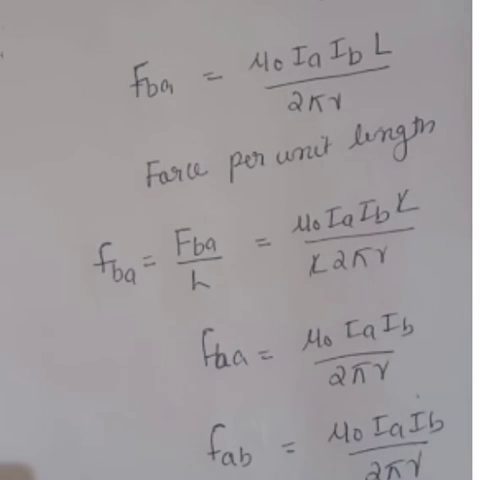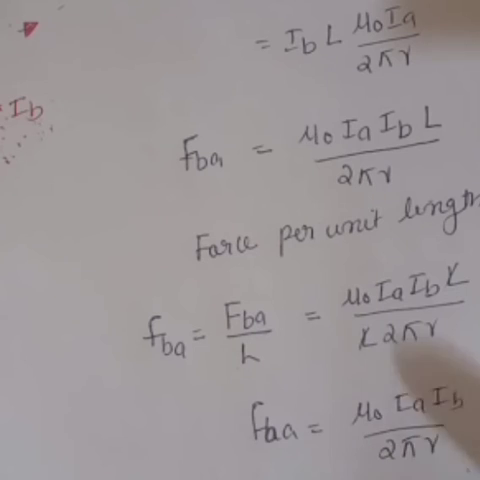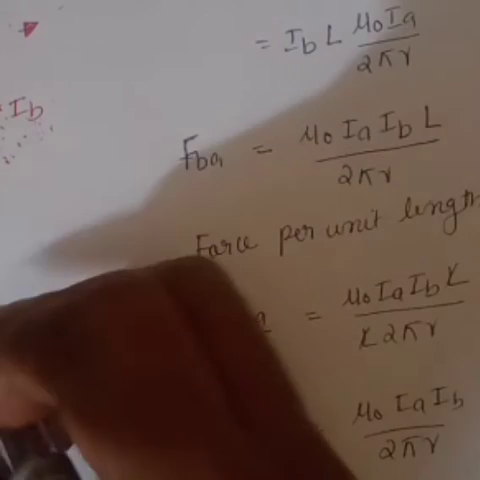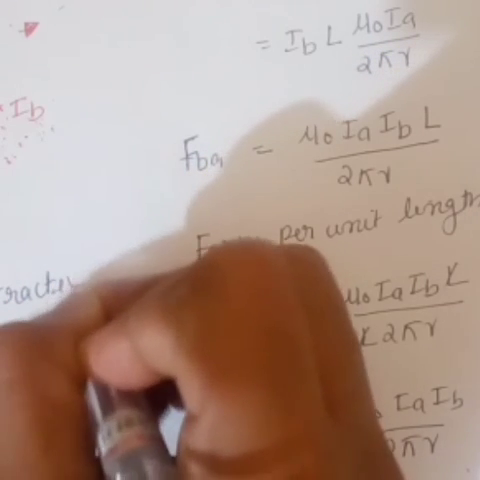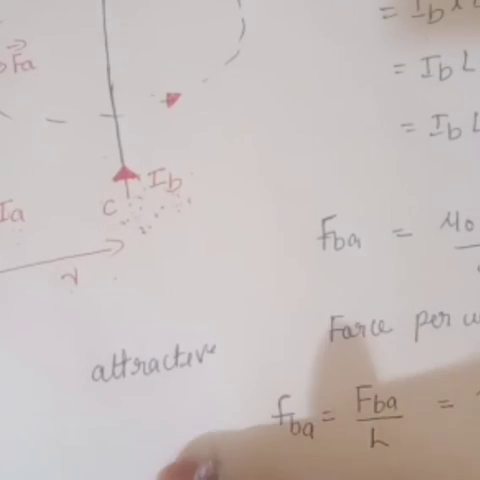According to Fleming's left-hand rule, this force acts at right angle to CD towards AB in the plane of the paper. Similarly, an equal and opposite force is exerted on the wire AB by the field of wire CD. Thus, when the currents in the two wires are in the same direction, the force between them is attractive.